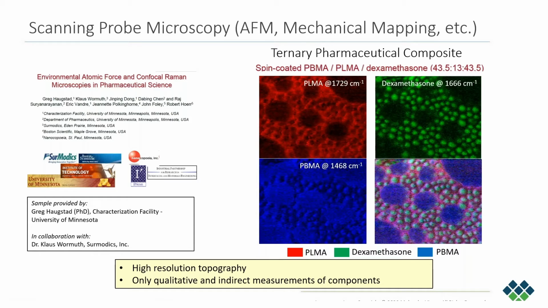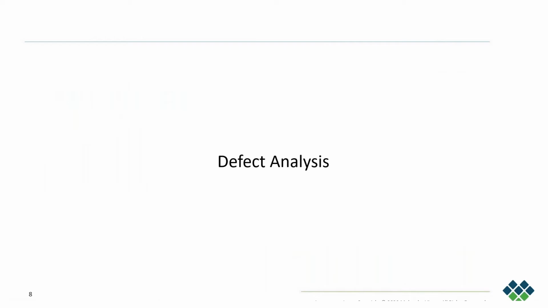So by combining all three of them, you can see with confidence where the different chemical components are going, and can augment the AFM and nanomechanical data. Okay, now that we've gone through the basic operation of the tool, let's explore some applications in advanced manufacturing.